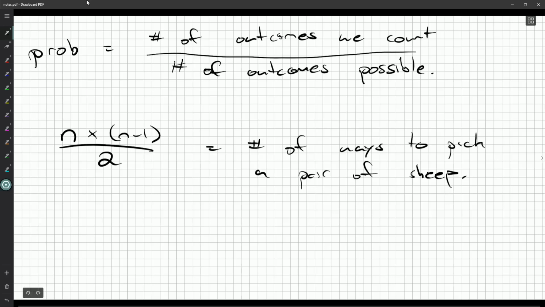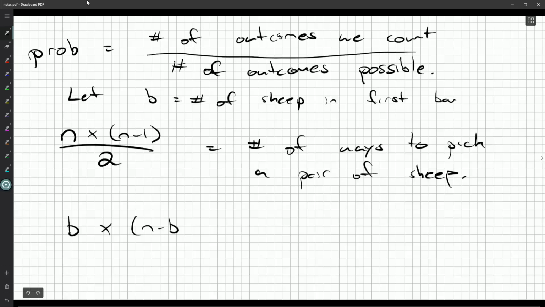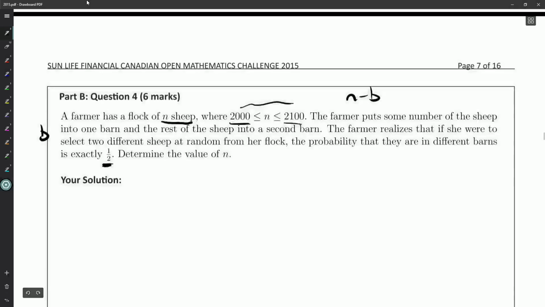So, what should we do? Well, there's B ways to choose one sheep from one of the barns, and N minus B from the other. So we might say let B equal number of sheep in first barn. I don't know what B is, but I know that B times N minus B equals number of pairs of sheep from different barns. Right, and that's what we were looking for.